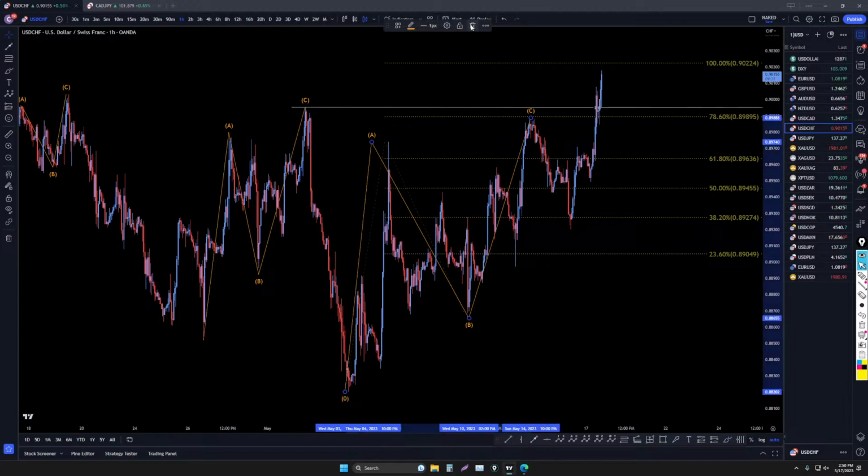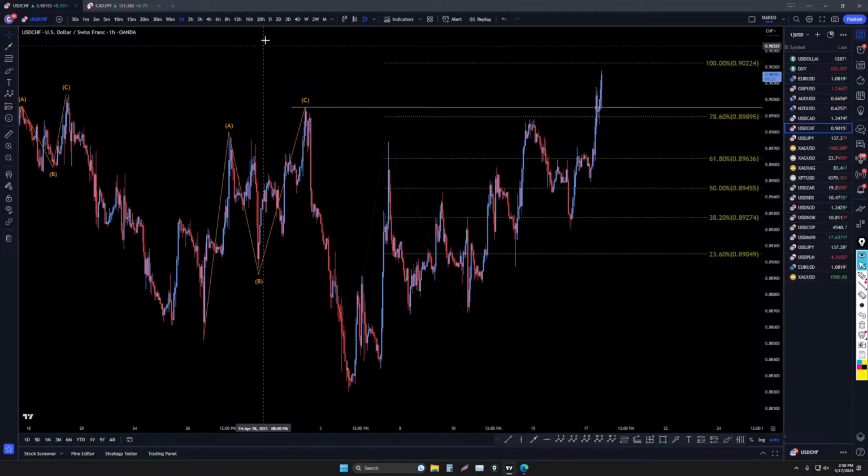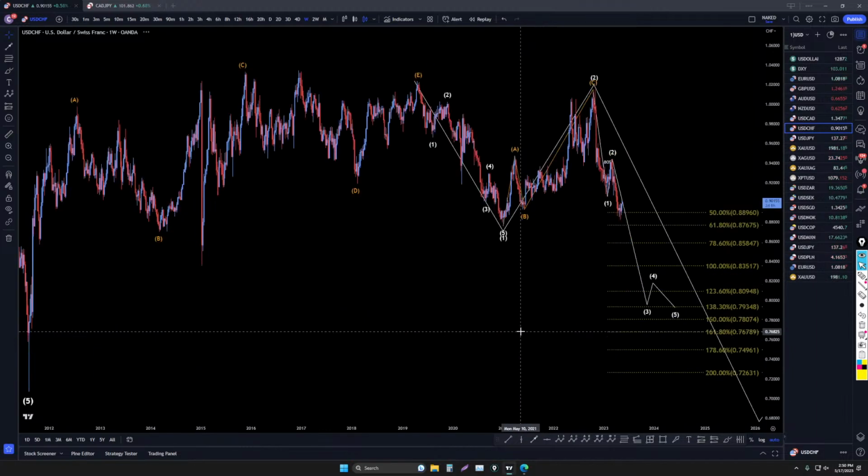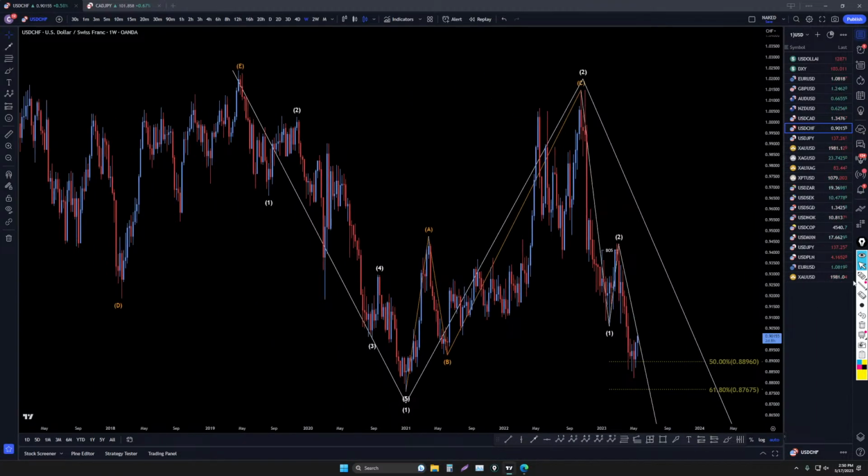So US dollar Swiss, I haven't updated this one yet either. The Swiss and the Kiwi are the only 2 dollar pairs I haven't updated yet today. All the other dollar pairs I have. Now I still believe on the higher time frames that this is going to be a wave 3, but I'm starting to think now that it's probably going to make a big move up and then make a bigger move down.